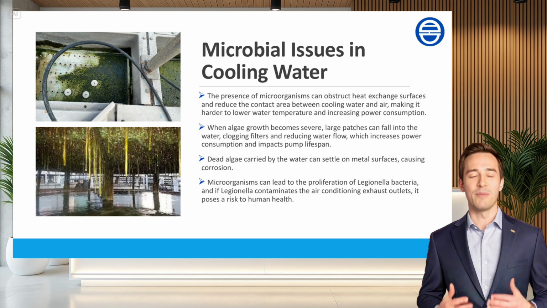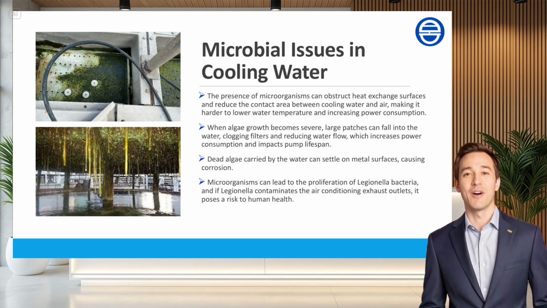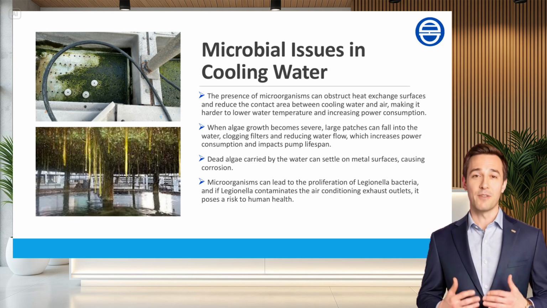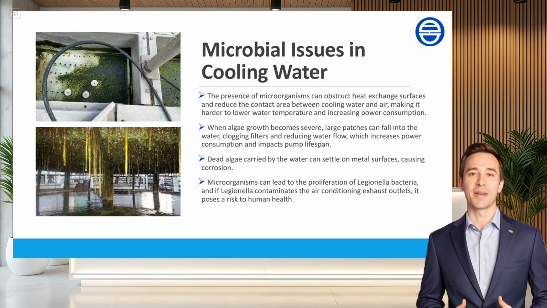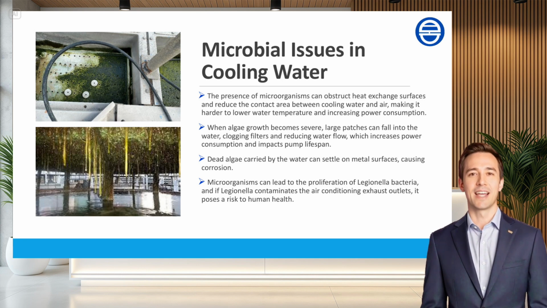Have you ever seen algae build up like this? Algae thrive in warm, sunny environments, especially when water temperature stays around 28 to 30 degrees C, and there are enough nutrients in the system. Under those conditions, algae can grow rapidly and in large amounts. When that happens, algae can clog spray nozzles just like scale does, leading to uneven water distribution and poor cooling performance.